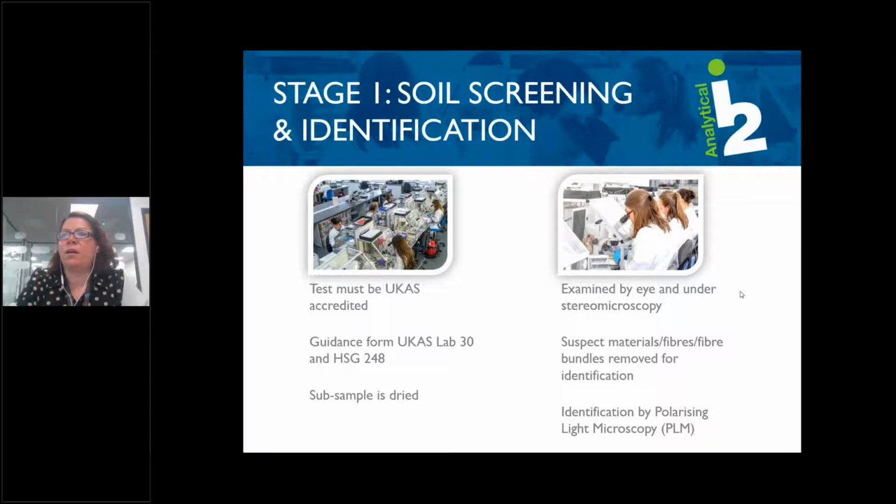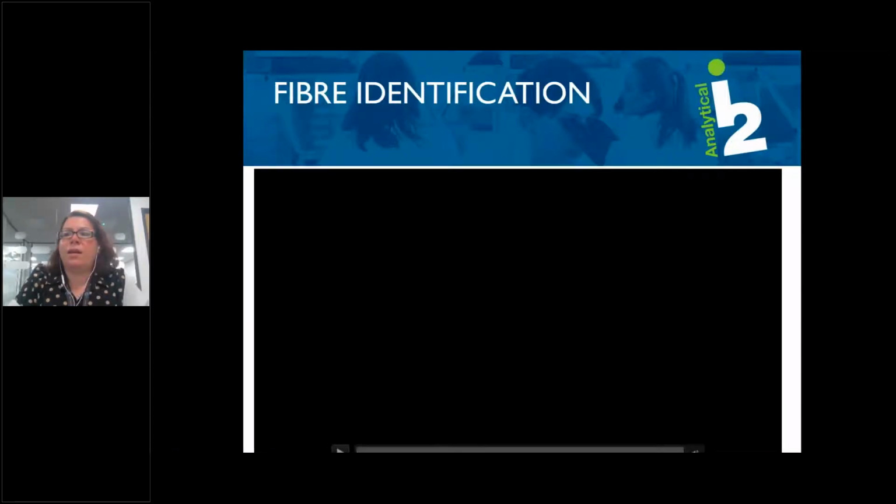It's looked at by eye and under the stereo microscope, because sometimes things look a little bit different when you're looking underneath the microscope. We remove any suspect materials, fibres, fibre bundles for identification, and then we identify them by polarising light microscopy. Now, luckily, one of my colleagues has provided us with a video so you can see how we actually do an identification.